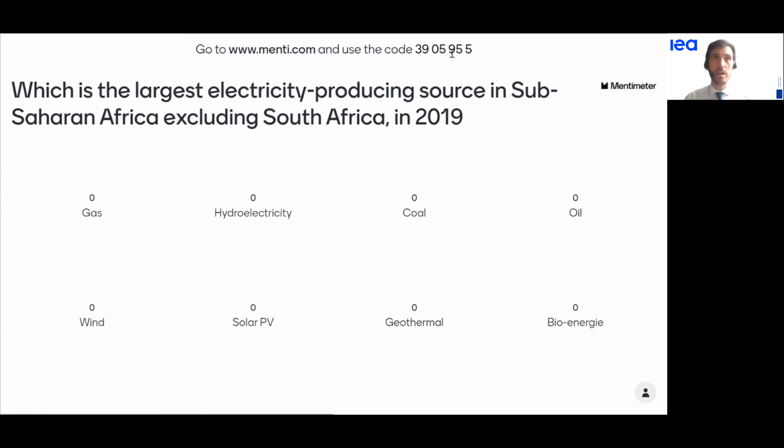3905955. The question now is, looking at sub-Saharan Africa without South Africa in 2019, according to you, which is the largest electricity producing source? And we are proposing all the potential sources, so including fossil fuels, coal, oil and gas, renewables like hydroelectricity, wind, solar, geothermal, or bioenergy. So looking at this scope, which is sub-Saharan Africa without South Africa, according to you, which is number one electricity source?